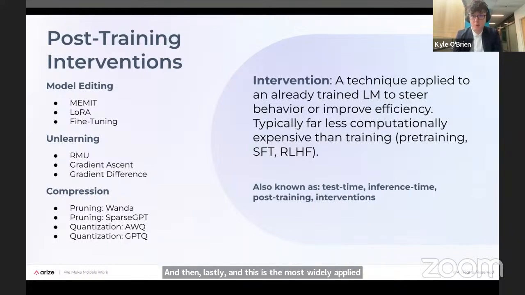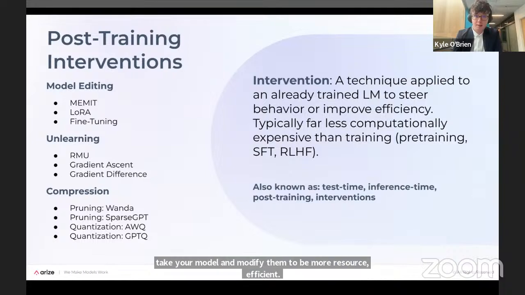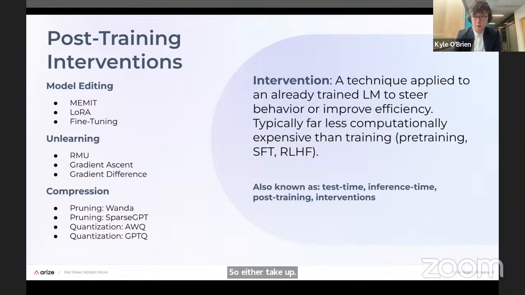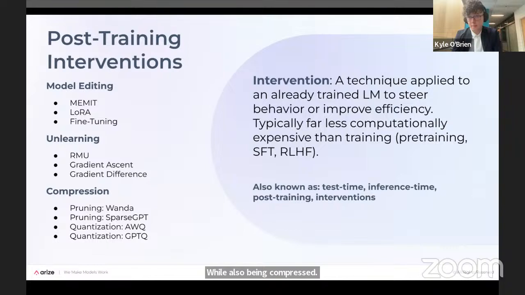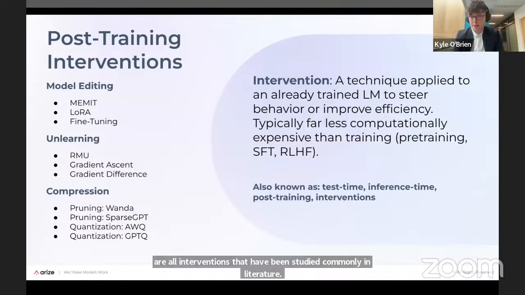And then lastly, and this is the most widely applied set of interventions in industry today, is compression. These are perhaps the most battle tested, with quantization being the most common one. These take your model and modify them to be more resource efficient. So they require less VRAM during inference. And there's even been some efforts to be able to train or fine-tune models reliably while also being compressed. The trick here is that you reduce compute requirements while preserving overall performance. So these are all interventions that have been studied commonly in the literature and are beginning to slowly but surely be more deployed in practice.